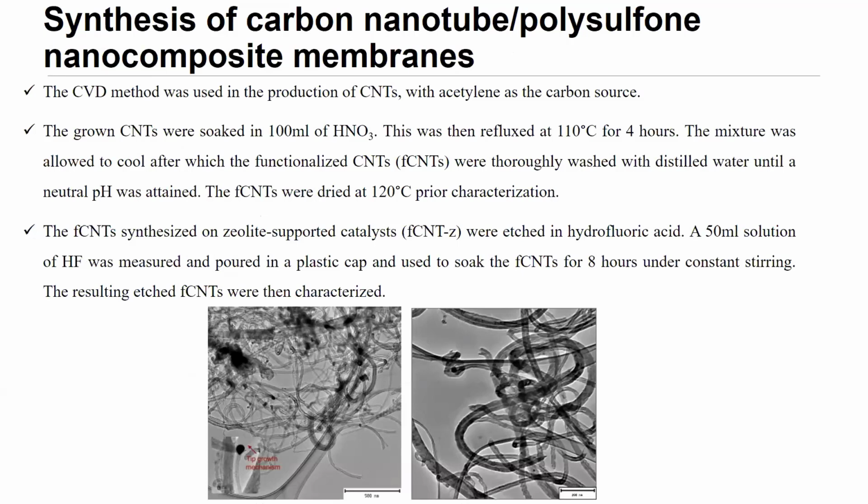So what we did in the lab is that we synthesized a new membrane. It's a polysulfone membrane, and we use carbon nanotubes as a substrate. So we synthesized the carbon nanotubes using the CVD method, and once we synthesized that, we then functionalized the carbon nanotubes themselves.